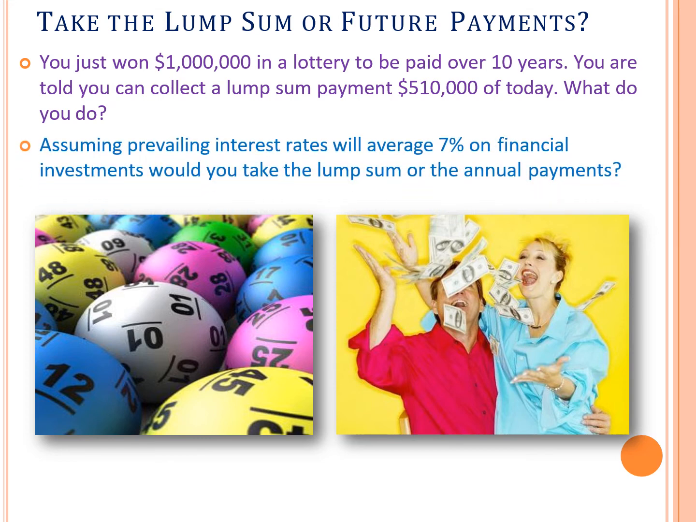Well, to know what to do, we have to find out what is the prevailing interest rate we could earn on an investment. In other words, if we took the money and invested it today, would it be worth more to us over 10 years to get the payments and receive the full $1 million, or to take $510,000 today and invest it at 7% interest? Would we have more than $1 million after 10 years, or would we have less than $1 million after 10 years? Well, that is the real question we're trying to answer here. And that'll tell us whether we should take the lump sum or the annual payments of $100,000.